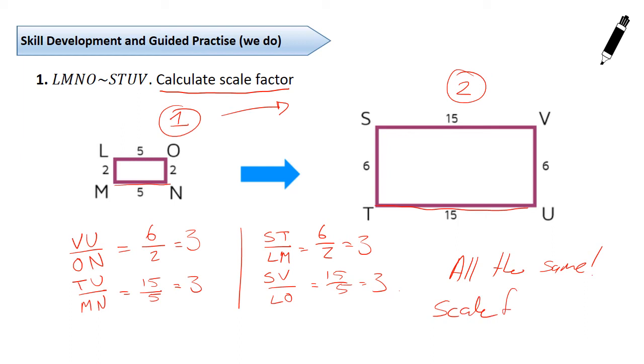Scale factor is 3. So how we interpret that 3, as we said, it is the number that we multiply our original shape by to get our second shape.